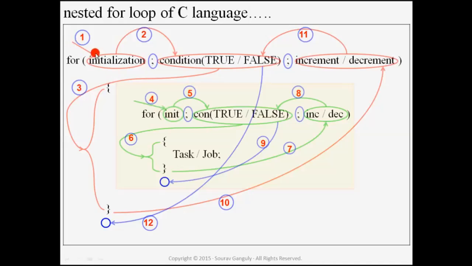But point 1, that means the first initialization section, will execute only once, because we always stay in this for loop. When this condition becomes false, then the cursor will directly come here, to the ending section of the first for loop.